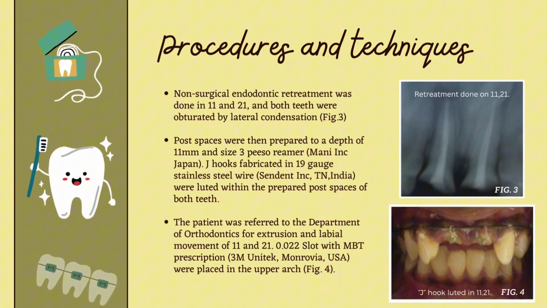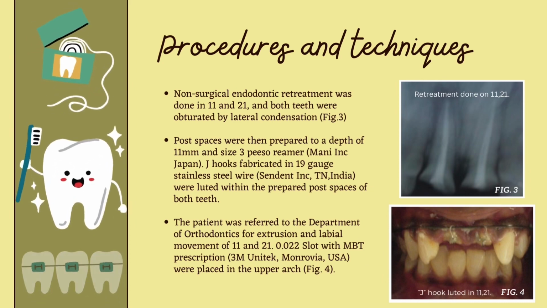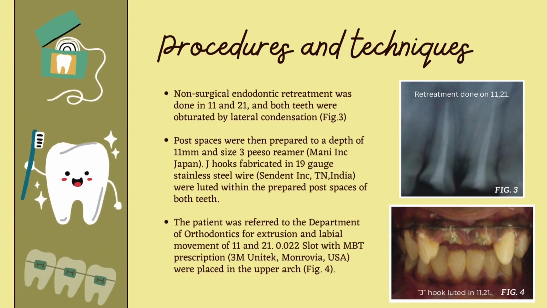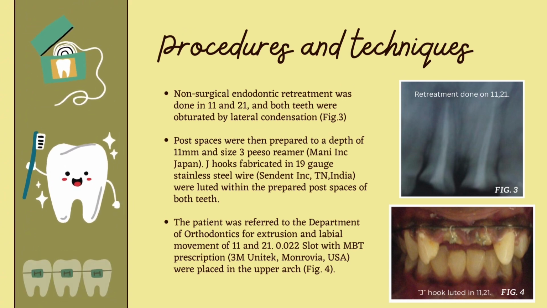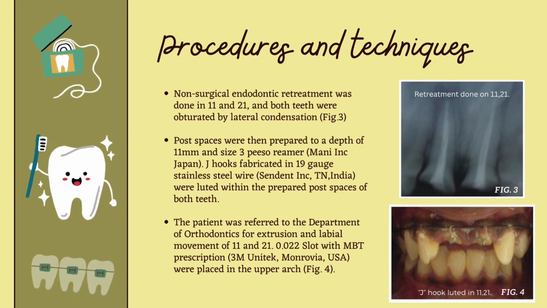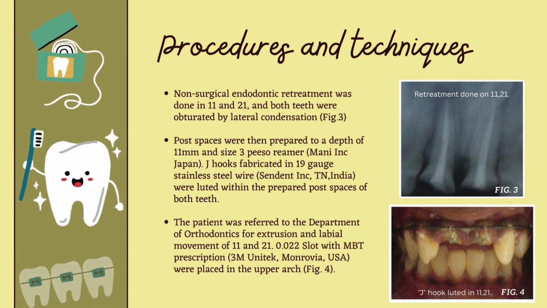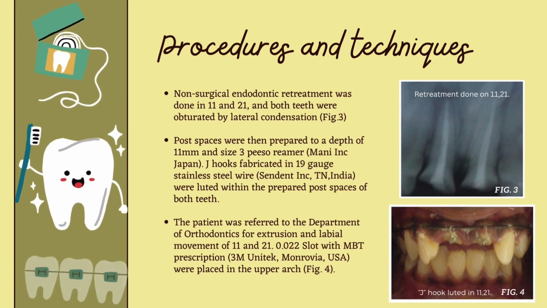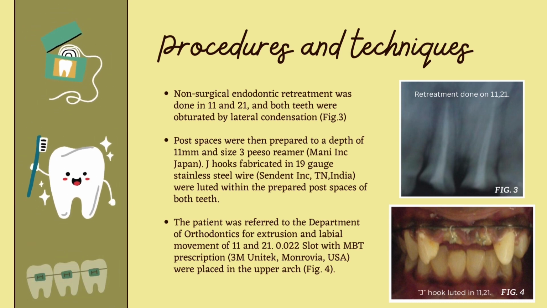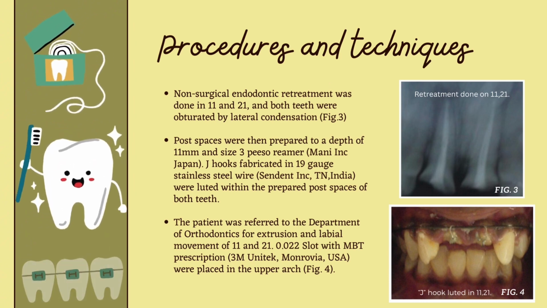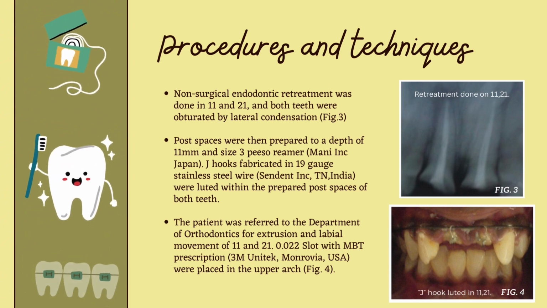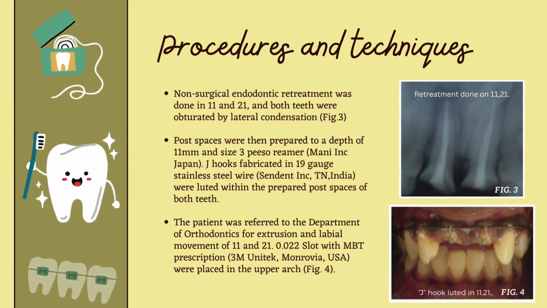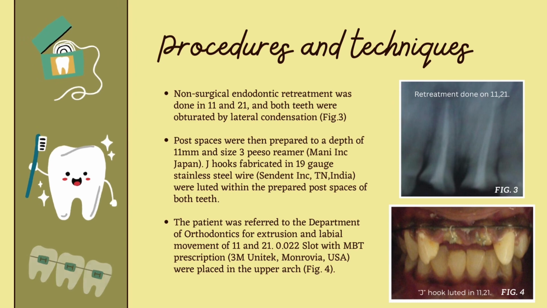Procedures and techniques. Non-surgical endodontic retreatment was done in 11 and 21, and both teeth were obturated by lateral condensation, Fig. 3. Post spaces were then prepared to a depth of 11 mm and size 3 Piso reamer, Mani Inc., Japan. J-hooks fabricated in 19-gauge stainless steel wire, Sendon Inc., Tennessee, India, were luted within the prepared post spaces of both teeth. The patient was referred to the Department of Orthodontics for extrusion and labial movement of 11 and 21.